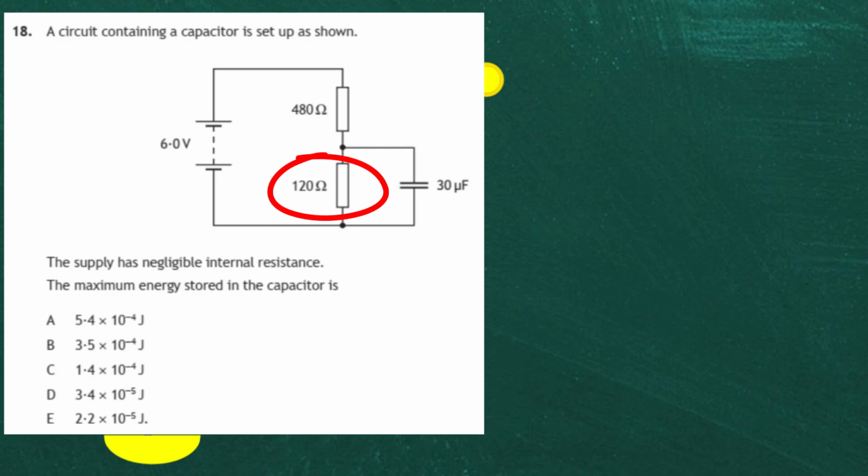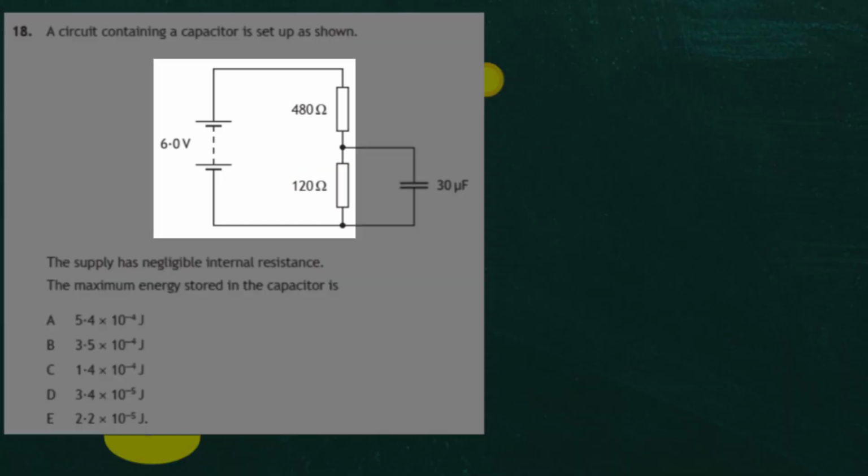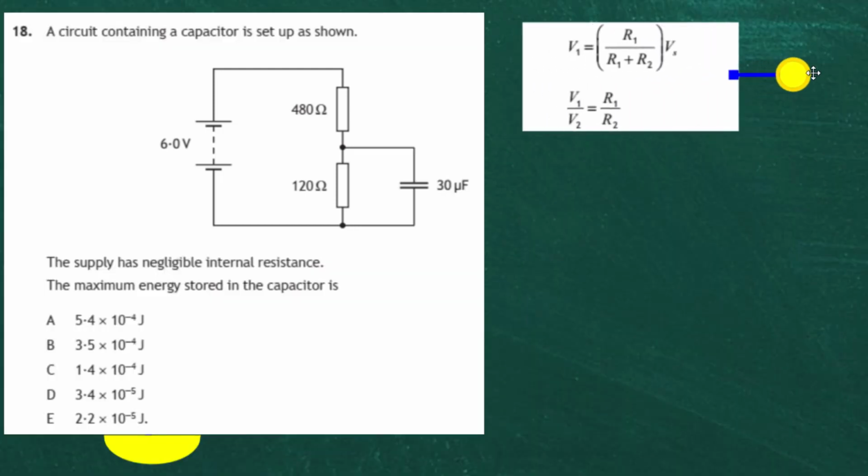So we have the capacitance and we have the potential difference across it. Our first port of call is to examine the circuit and just pretend the capacitor is not there. I've highlighted the circuit as shown, and we're going to work out the potential difference across the 120 ohm resistor. Now the 480 ohm and the 120 ohm resistor are connected in series, and therefore we can use the voltage division rule, which you can find in your Higher relationship sheet, to find the potential difference across the 120 ohm resistor. So there's a formula there.